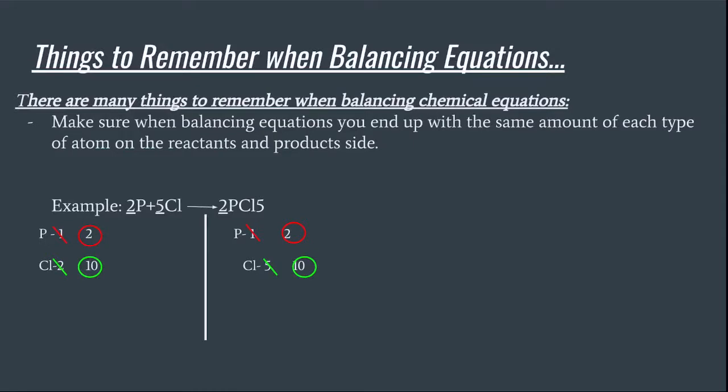Things to remember when balancing equations. There are many things to remember when balancing chemical equations, but make sure you end up with the same amount of each type of atom on the reactants and product side. So basically you want them to cancel out, so it would be 2, 2, and 10, 10, and make sure they're the same on each side. So you would get 2, 5, and 2 on the top.